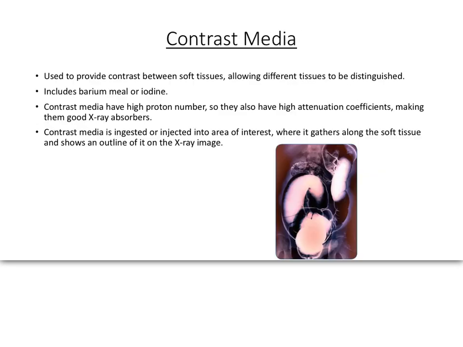So contrast media are quite funky substances that can be used to provide contrast between the soft tissues, which can then allow different tissues to be distinguished in an X-ray image. Examples of contrast media include barium meal or iodine. Contrast media have a high proton number. So, as you may remember from before, this means that they also have high attenuation coefficients, making them very good X-ray absorbers. The contrast media is ingested or injected into the area of interest, where it gathers along the soft tissue and shows an outline of it on the X-ray image. I sure wouldn't like any inside of me, but I'm sure it's quite useful.